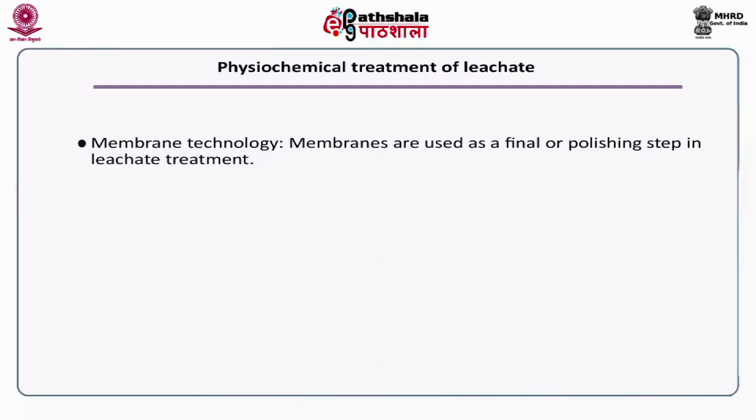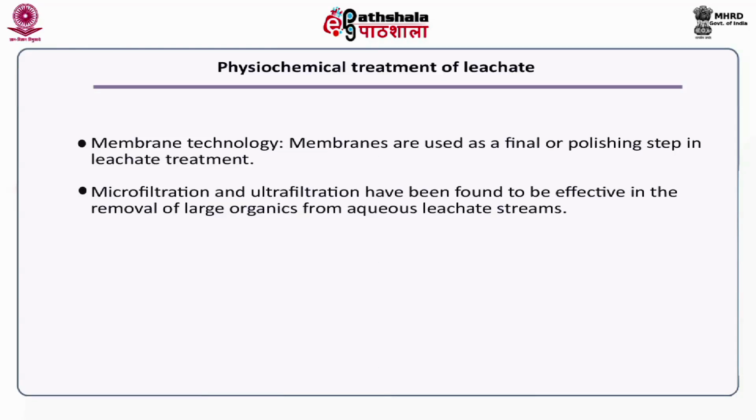The next physicochemical method that is used is membrane technology. Here, membranes are semi-permeable, selectively permeable materials which allow only certain compounds to pass through and retain some other compounds. So, membranes are used as a final or polishing step in leachate treatment. It is not used initially, it is used at the end or the final stage of leachate treatment. Microfiltration and ultrafiltration are popularly used for leachate treatment. This is generally used for removing organic material from the leachate.